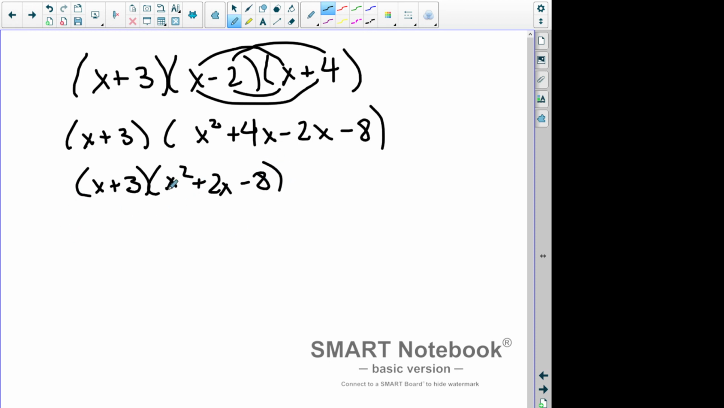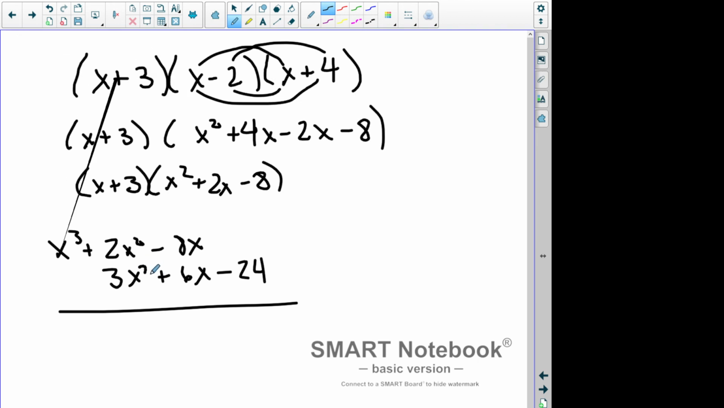Okay, and then I would just go ahead and multiply those two together. So this is just like we did on the last one. I'm going to multiply everything in the first one times everything in the second one. I can use an area model if I prefer. I'm going to get x cubed plus 2x squared. And then the first times the last one there is going to be negative 8x. I'm going to multiply 3 times x squared. That's going to give me 3x squared. I'm going to write it below there. 3 times 2x gives me 6x. And 3 times negative 8 gives me negative 24.